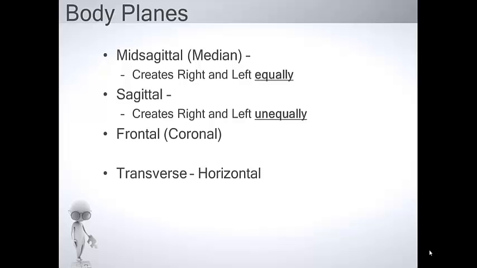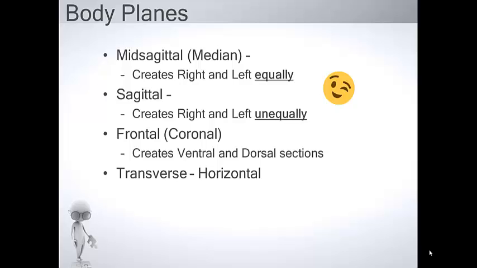Here's a nifty mnemonic device. The sagittal cut creates sides. You're welcome. A frontal or coronal plane creates a ventral and dorsal section. So if the body was cut in a way that the ventral cavity was separated from the dorsal cavity, you would have a frontal or coronal plane.